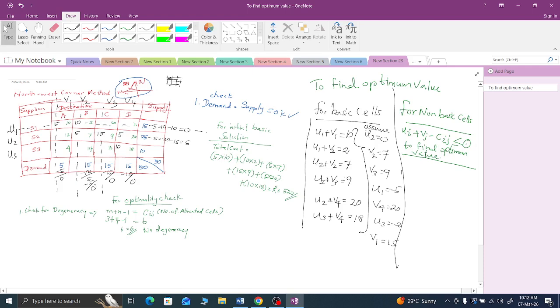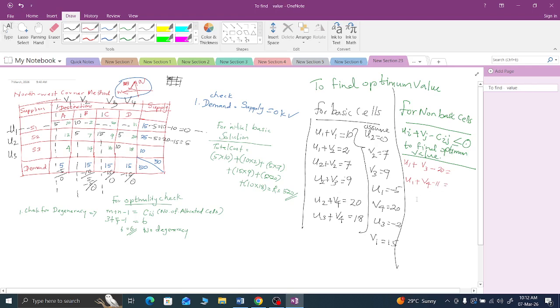Now you may have understood, right? So what I am going to do is, for the non-basic cells, I am writing here u1 plus v3 minus cij. What is the value? 20 equal to how much? Next, u1 plus v4 minus 11 equal to what?